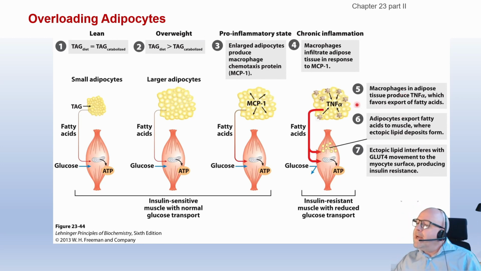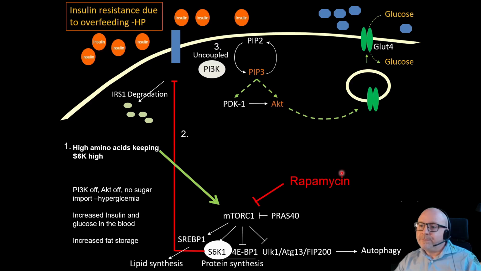Adipocytes export fatty acids. In reaction to this, there's increased export of fatty acids that are taken up in the muscle, and they start interfering. The muscle cells are clogged with fat, and this interferes with GLUT4 transport to the cell surface, and this is one way in which you get insulin resistant tissues. Or this is another way, right? And then this, I think, is the last way. Insulin resistance due to overfeeding with a high protein diet.